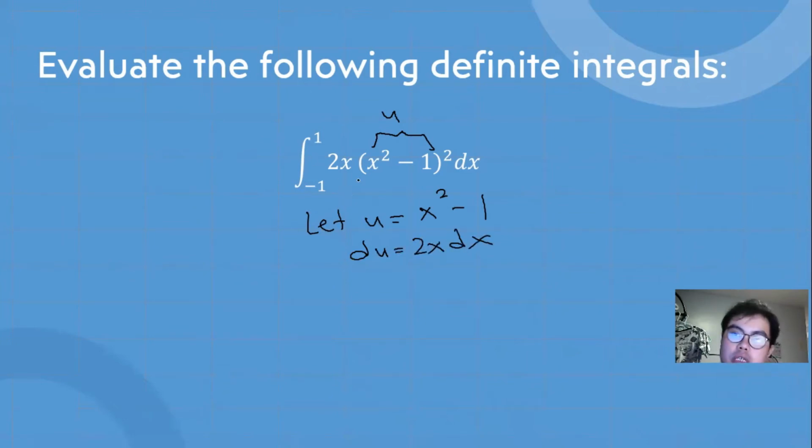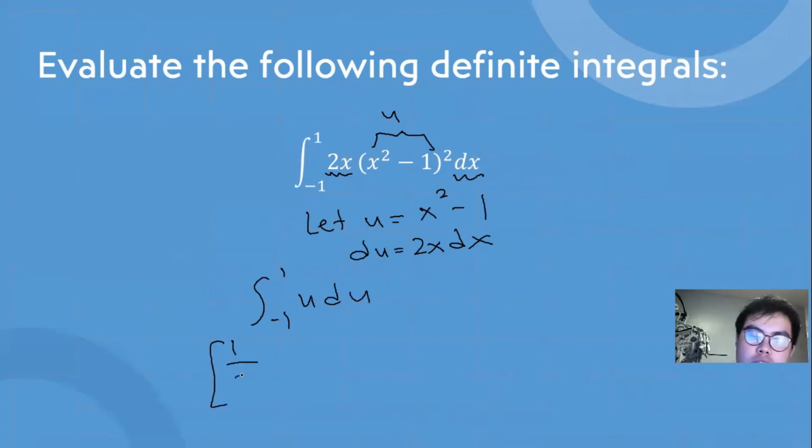So, yung 2x dx, mahanap na siya dito. So, substituting po, it will become negative 1, then negative 1, tapos u, then du. So, yung antiderivative ng u, it will become 1 half u squared. Then, i-assign na natin yung values. Then, we're going to substitute it.